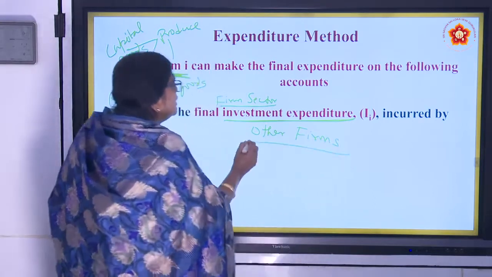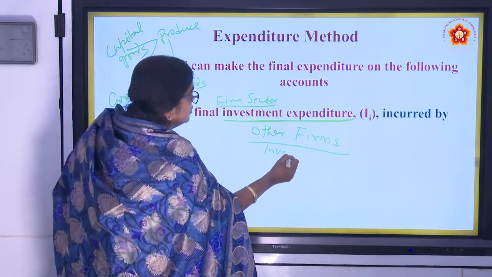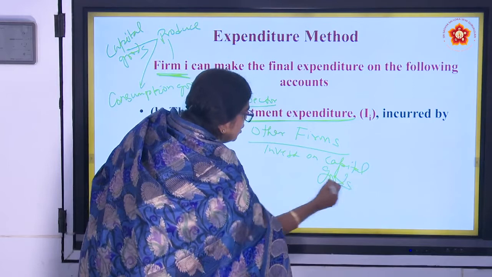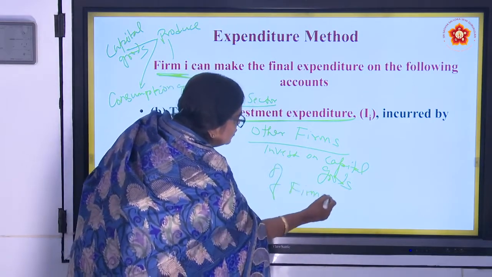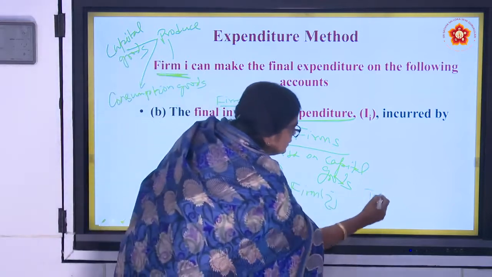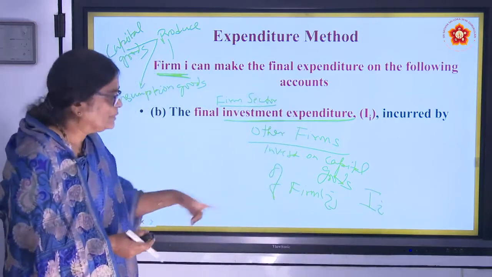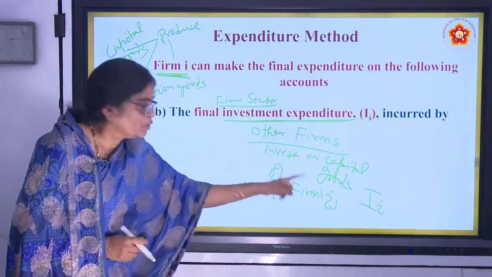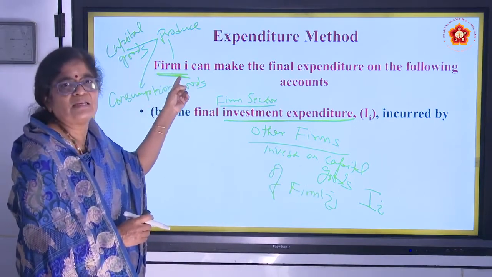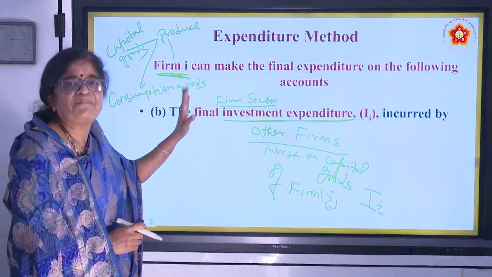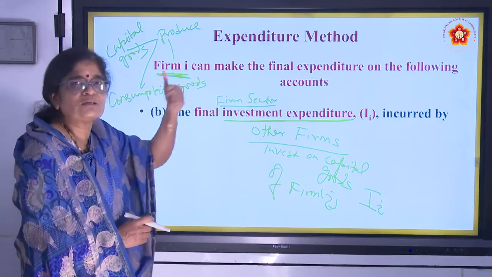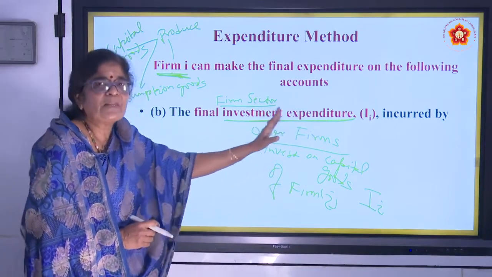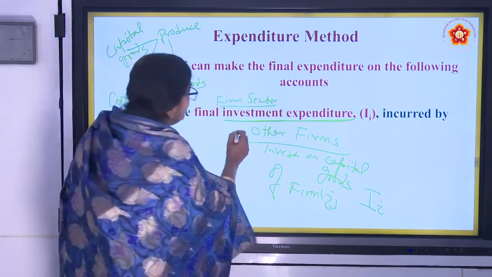Other firms will invest in the capital goods of firm I. That is called investment expenditure. It is denoted by II. Investment expenditure is denoted by II. What does that mean? The investment made on the capital goods produced by firm I. Therefore, we have studied the second sector, the firm sector or private enterprises: household sector, consumption expenditure; firm sector, II, investment expenditure. II means investment expenditure made by other firms in the economy.